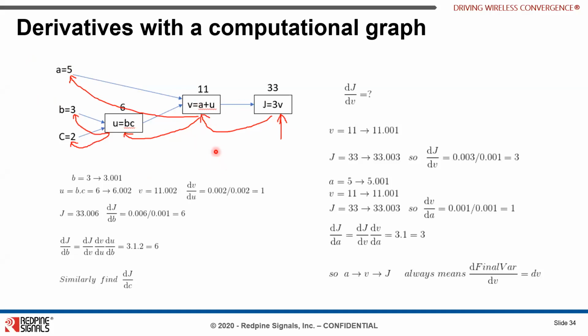That means dV is the change in v which has resulted in a final output effect. If I write dJ by dU, it means only dU, that is, the change in u which has finally affected J. So in this way you remember. This is a conventional way of representation, and this is how we do derivatives with a computational graph.